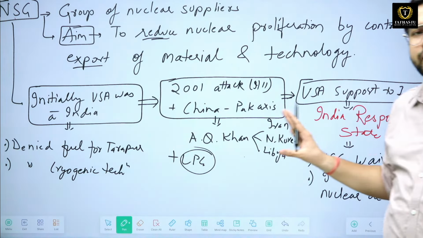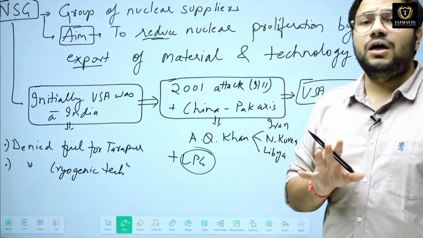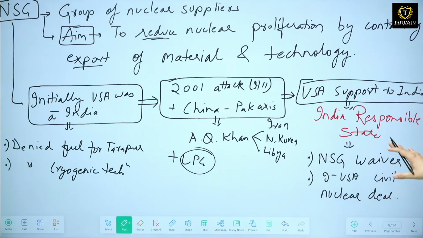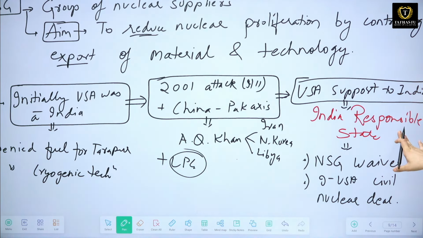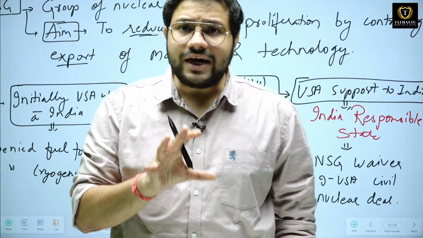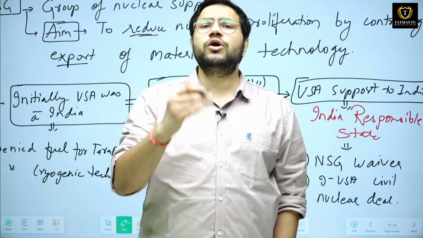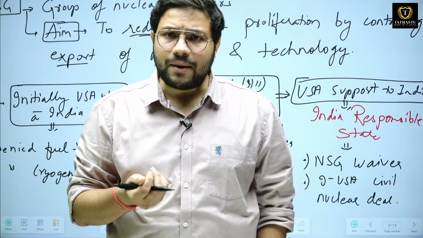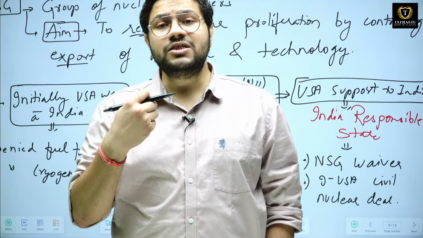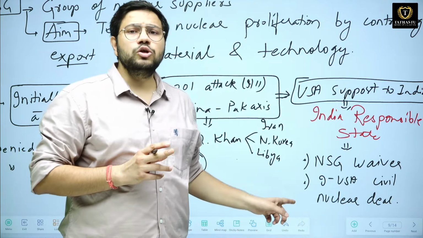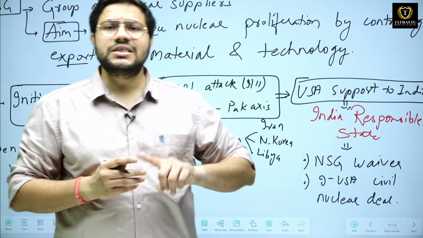When they started supporting India, earlier they were saying that India is not a good country, India is not a responsible country. They changed their stand, and now they started saying that India is a responsible country. Because of this, they initiated the process so that India could get the NSG waiver, meaning that without joining the NSG, India could get many supplies of nuclear energy as well as nuclear technology for their country's production. Secondly, they also signed the India-USA civil nuclear deal.